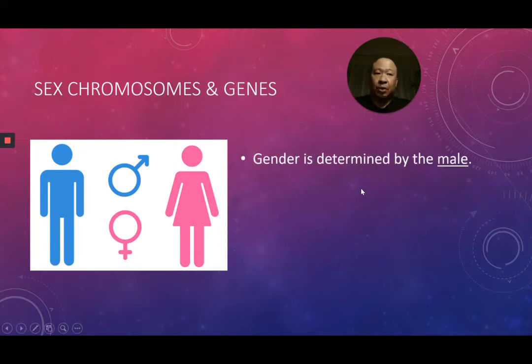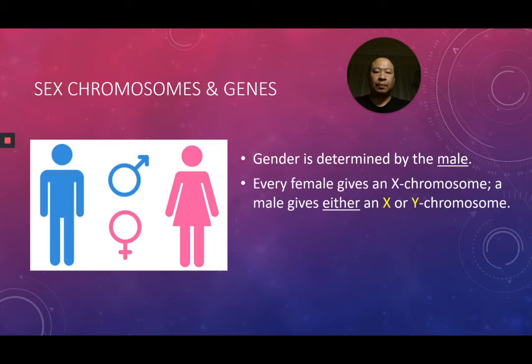Gender is actually determined by the male. That's because the females, since they only have two X chromosomes, can only pass on an X chromosome to the offspring. There's no choice for the female but to give an X chromosome. So by default, since males have both an X and a Y, we can pass along either an X or a Y to the next generation. Therefore, males are actually the ones responsible for determining gender in our species.